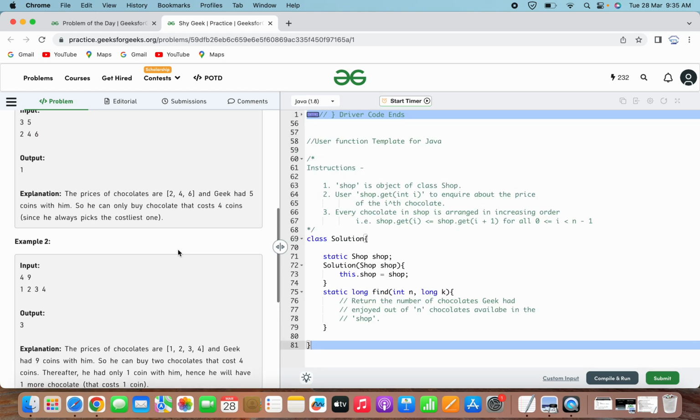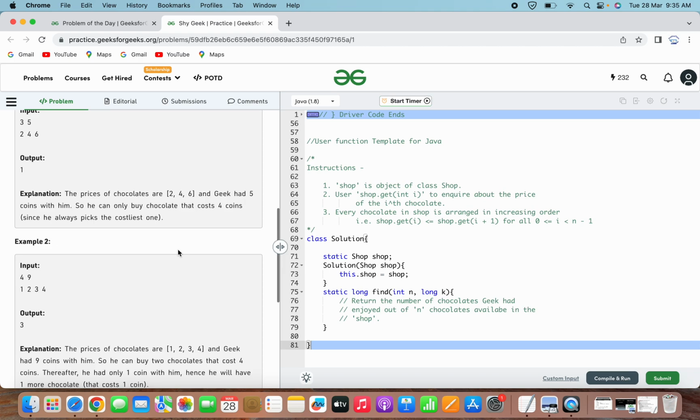So here, to solve this problem we will use the approach of binary search. The idea is to find the highest price chocolate that the Geek can afford using binary search. The search is done on the array of the chocolate prices, which is sorted in ascending order. In each iteration, we will perform the binary search to find the highest price chocolate that Geek can afford.